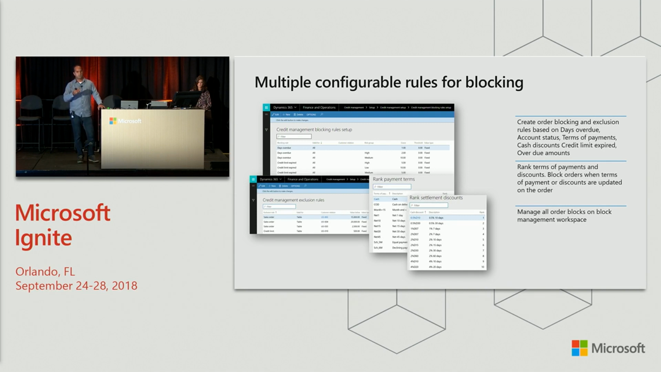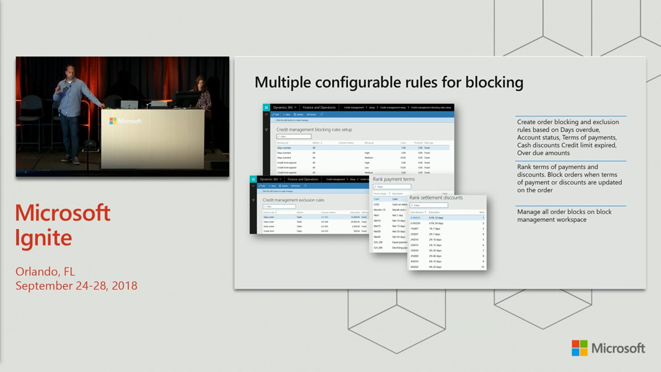So like I said, now you'll be able to rank your terms of payment. There is a default terms of payment you can set on the customers. Now if the salesperson goes and changes the terms of payment on the order, and the terms of payment is riskier, and you have defined it as riskier, it's going to block the order. They're not going to be able to go ahead and process that order and move it forward. And it will have to go through the credit management.